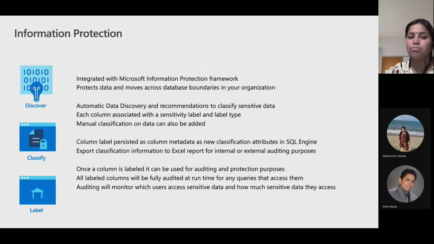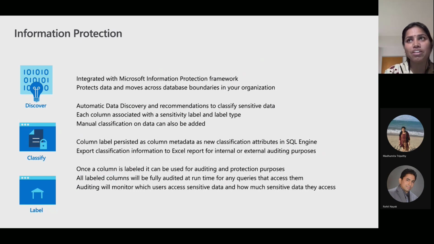So now the information protection, this is basically the information protection which is integrated with our Microsoft information protection framework. This helps you to protect the data as it moves across database boundaries in your organization. So this again works in three phases: discover, classify, and label. So the automatic data discovery and recommendations to classify sensitive data, and each column associated with a sensitive label and a label type.